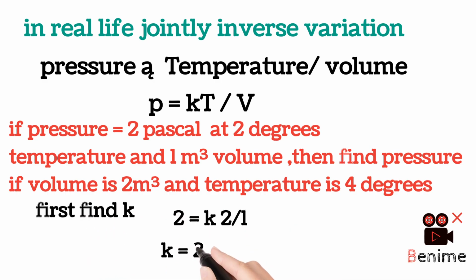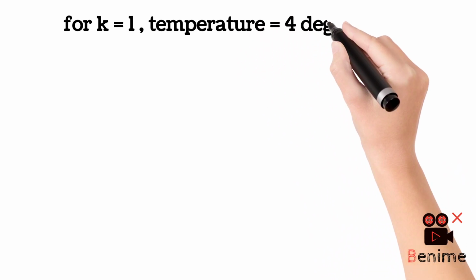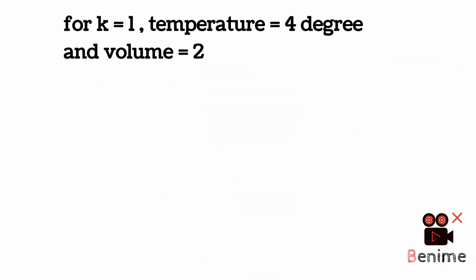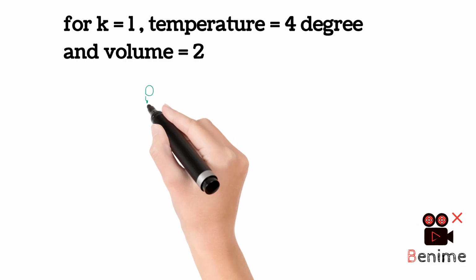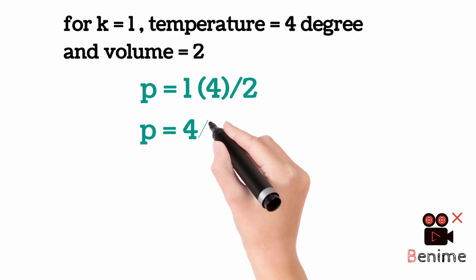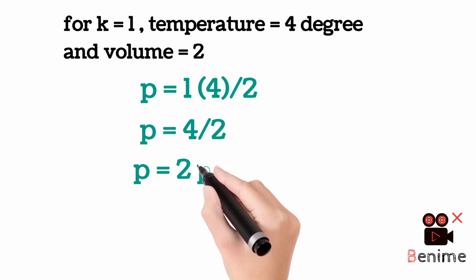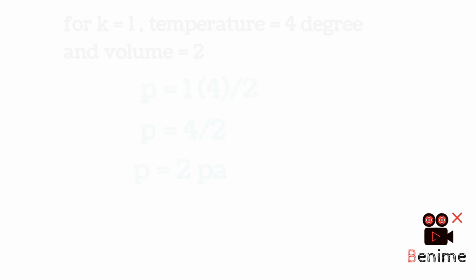First find k, which comes out 2 is equal to k2 by 1, which on simplification becomes 2 by 2 is equal to 1. For k is equal to 1, temperature is equal to 4 degrees and volume is equal to 2. Put all the values in the equation. We have 1 into 4 by 2, and 4 by 2 is equal to 2 Pascal.